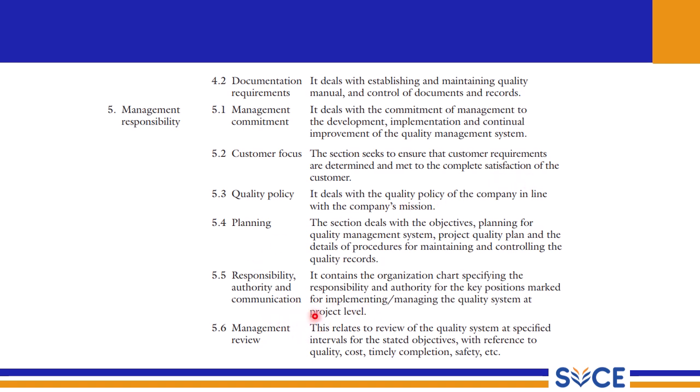Responsibility, authority, and communication contains the organization chart specifying the responsibility and authority of the key positions marked for implementing the quality system at project level. Management review means review of the quality system at specified intervals for the stated objectives with reference to quality, cost, timely completion, and safety.